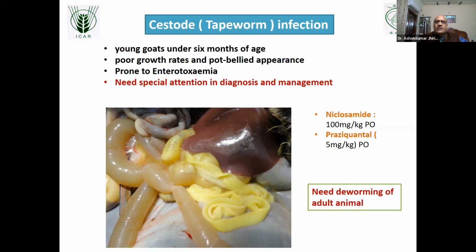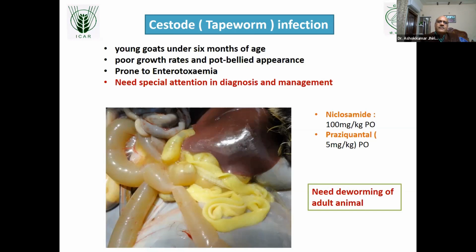And you know, in cestode infection of either class, they need a special class of anthelmintics. You need a different class like niclosamide, praziquantel. Sometimes fenbendazole in a higher dosage for a long term is also very essential. But in the control management of cestode infection, treatment of the adult animals also becomes an important strategy, because the infections come from the adult animals to the younger animals. So it is a better approach to treat the younger animals and the adult animals for elimination of the parasite from the organized farm or from the animals.